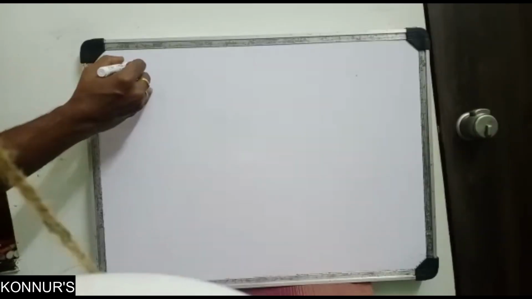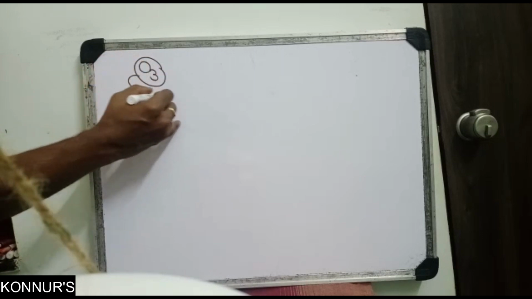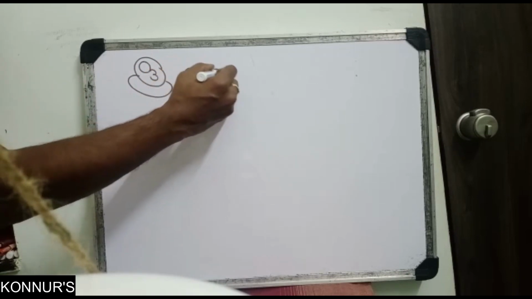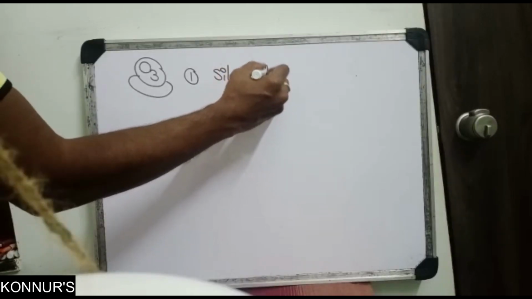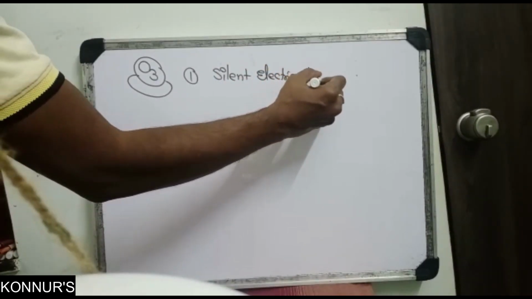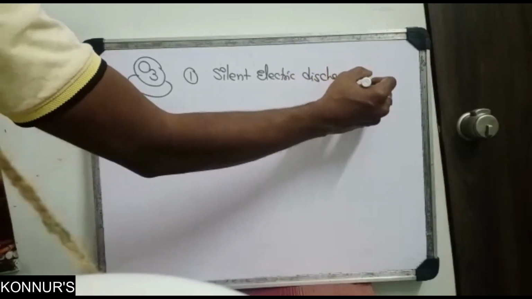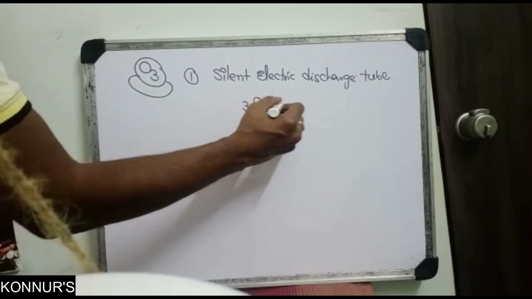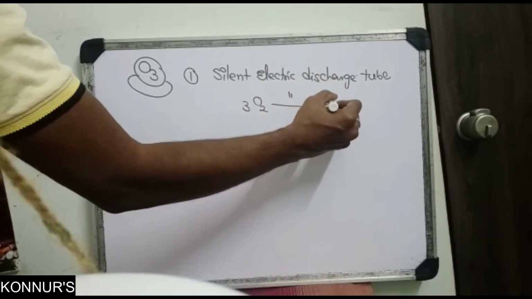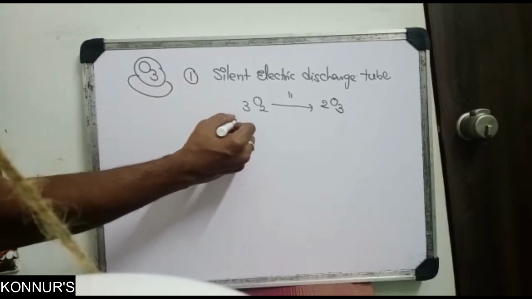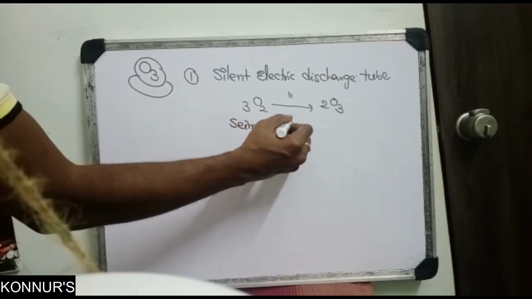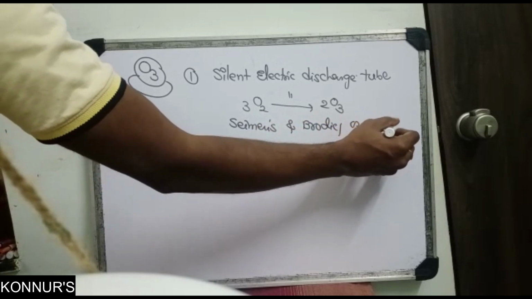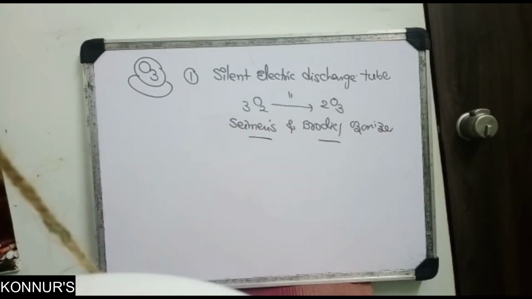Next, we are discussing ozone, O3. Ozone preparation: actually this is prepared in a silent electric discharge tube. Oxygen is sent into the silent electric discharge, and you get 2 moles of ozone. So famous are the Siemens and Brodie ozonizers. In these two processes we are preparing ozone.